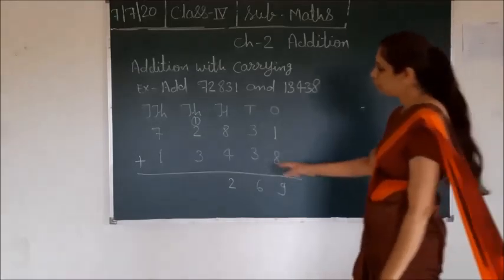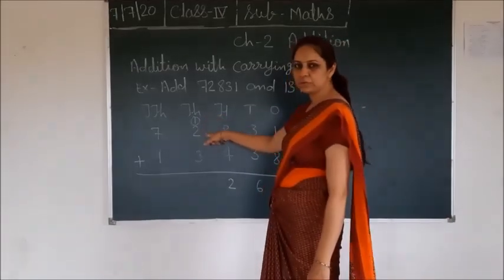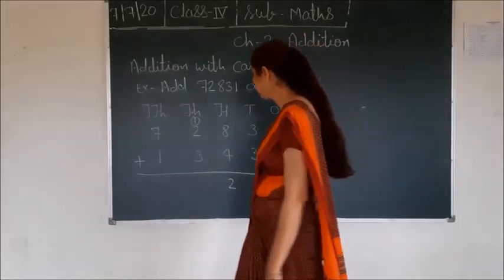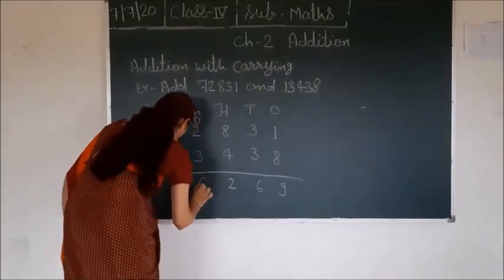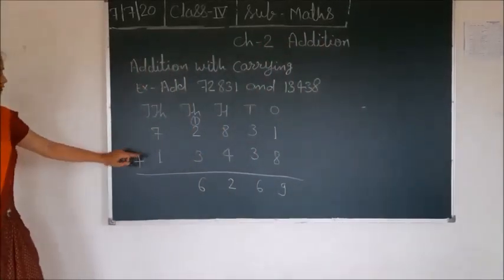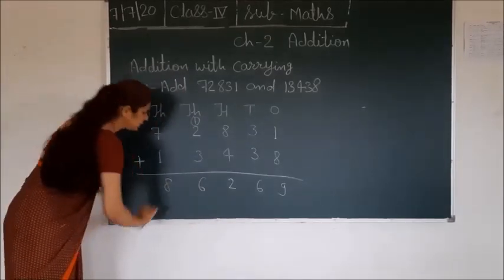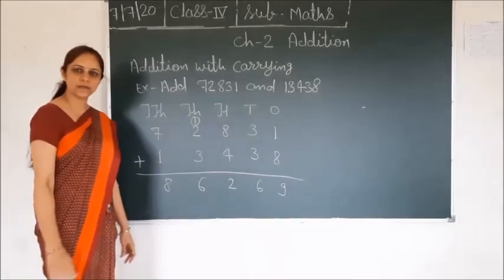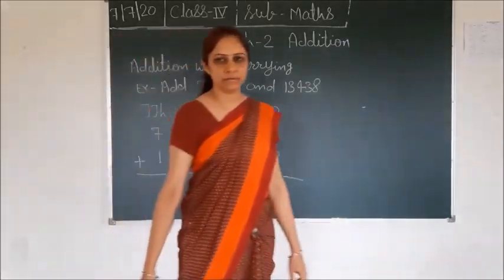Now 1 plus 2, 3. 3 plus 3, 6. And 7 plus 1, 8. This is the answer. Is it clear? Okay. Thank you.